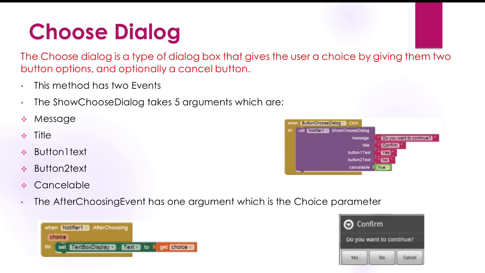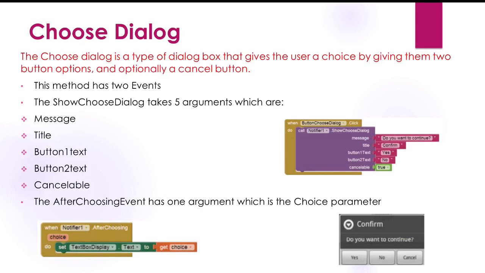The second event is the after choosing event. This is found in the notify1 drawer in the My Blocks editor section. This event holds one argument, which is the choice parameter, and this holds the text of the button that the user clicked and displays it on the emulator's screen, like shown on the image on the bottom right corner.